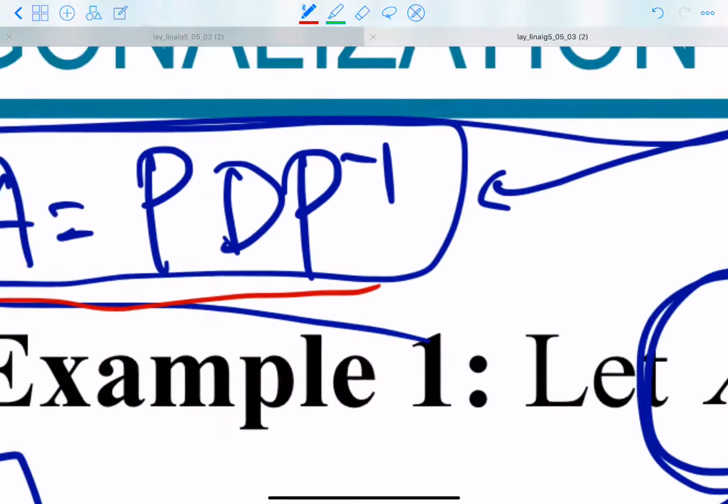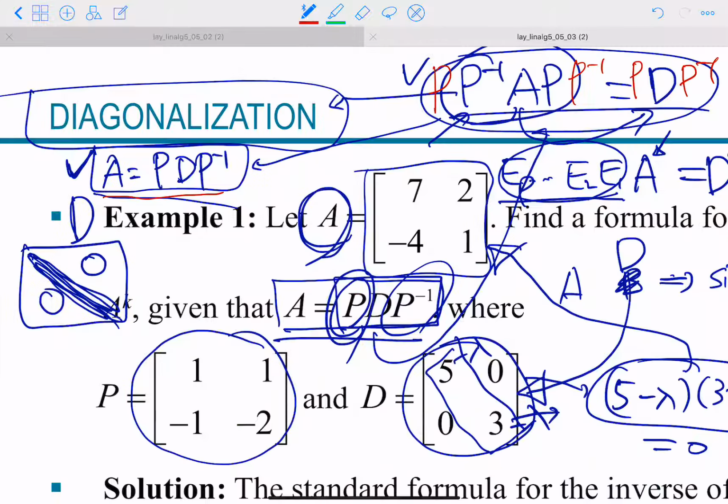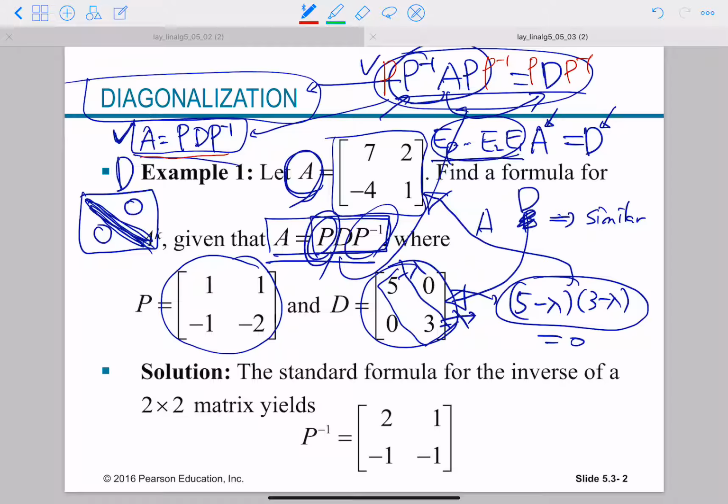All three matrices P, D, and P inverse are square matrices. So A is square, and P, D, P inverse are all square matrices. But here P is an invertible matrix and D is a diagonal matrix. If we can find such a P and D such that the equation equals A, then we call it an eigen decomposition, right? These two are equivalent: diagonalization and eigen decomposition, right?